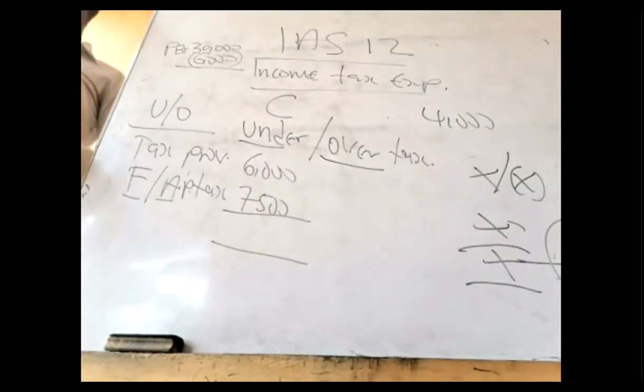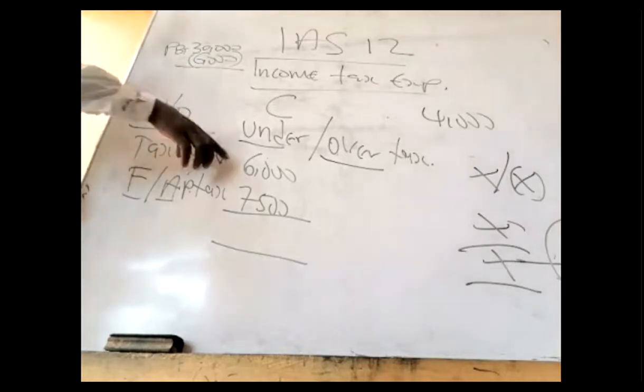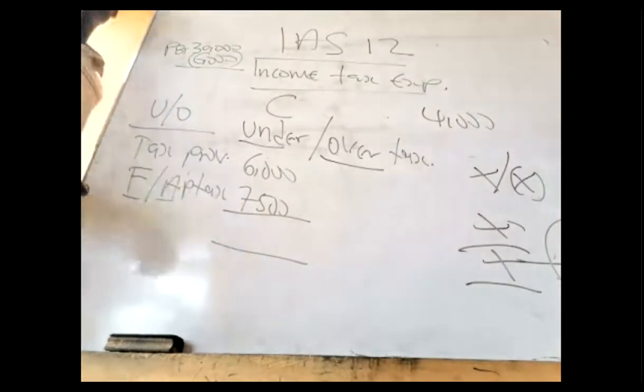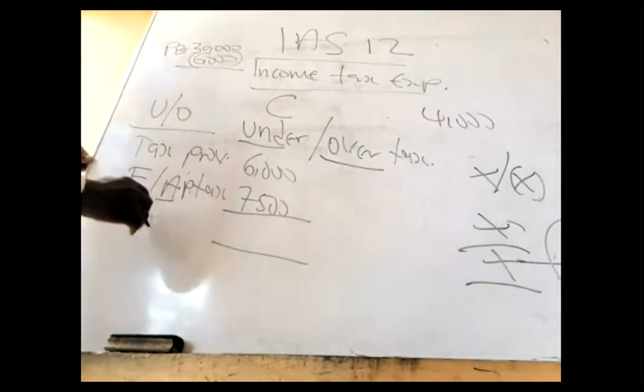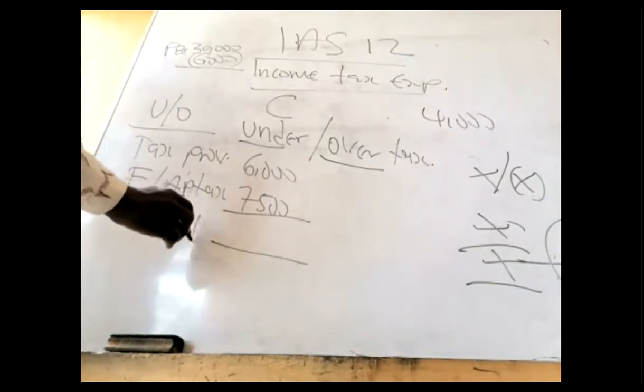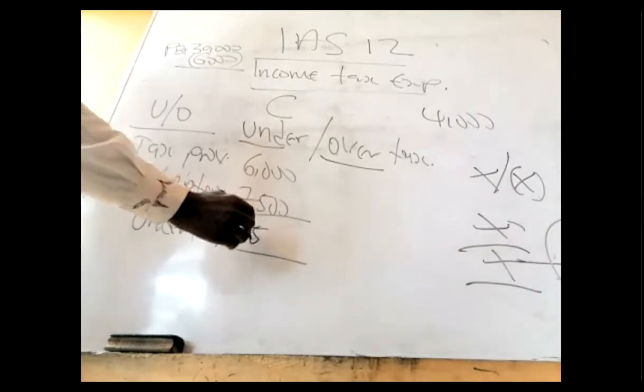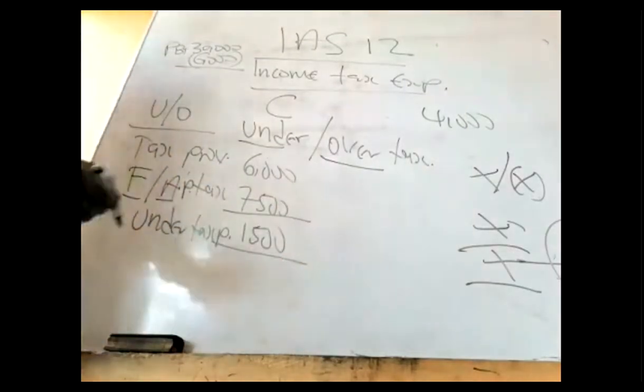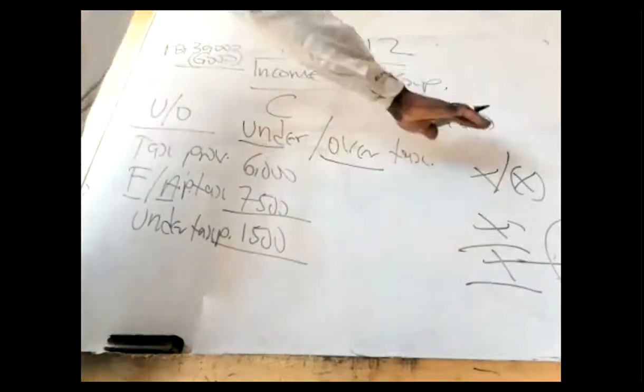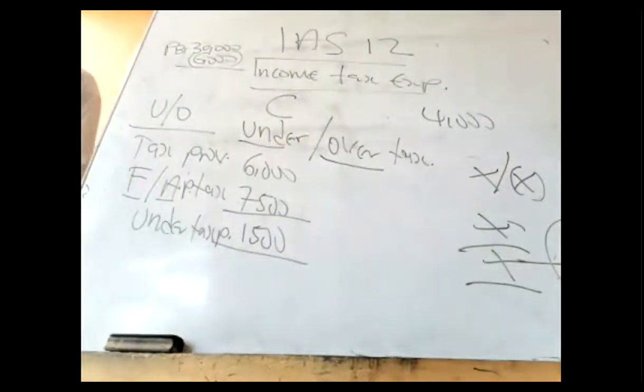It's still what? Under, because you have provided less than the actual tax. So you tell the examiner, under tax provision, 1,000 what? So when you come here, you put 1,500 in and it ends there. How do you get it? So that's how you solve this. 1,500, and then we move on.